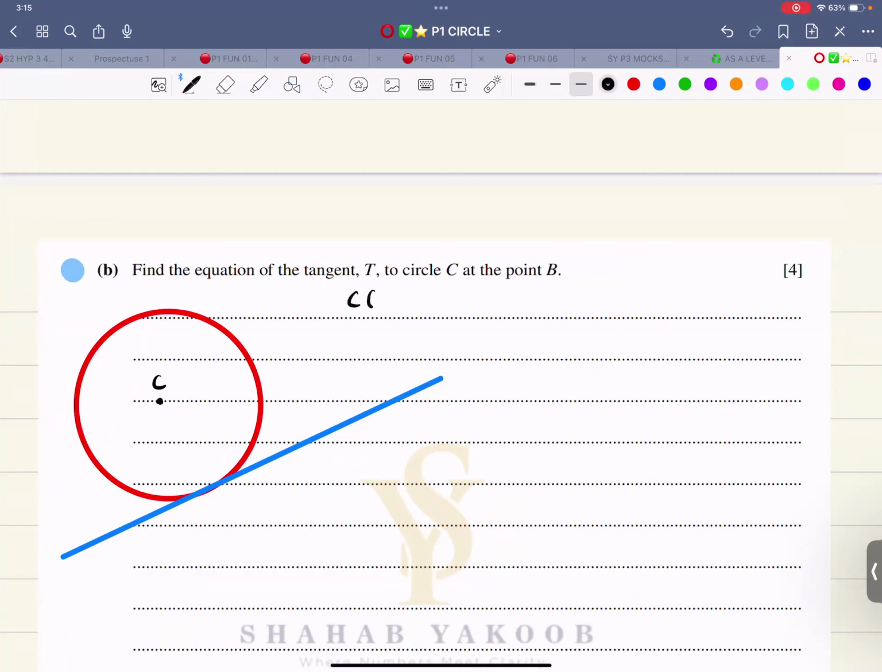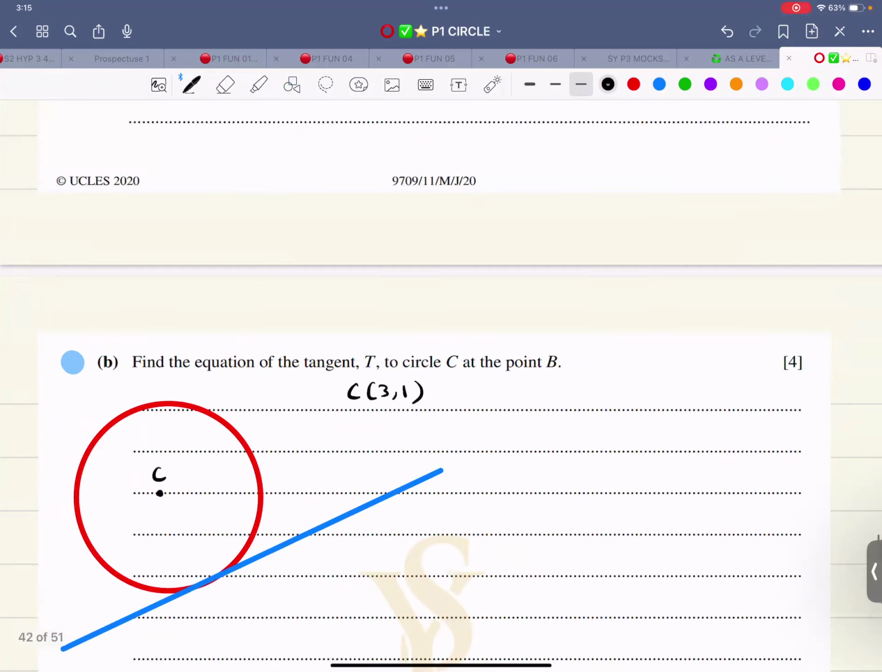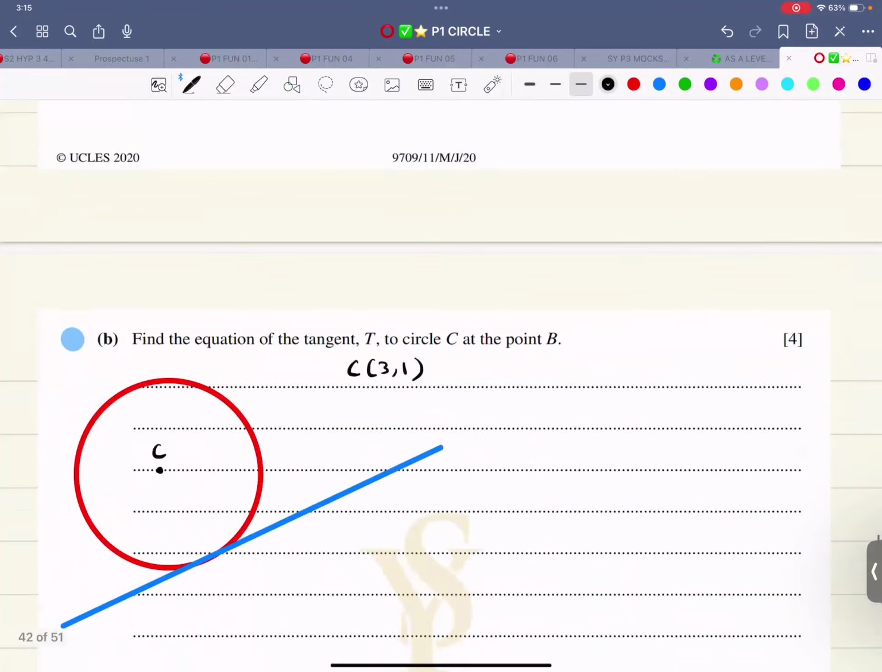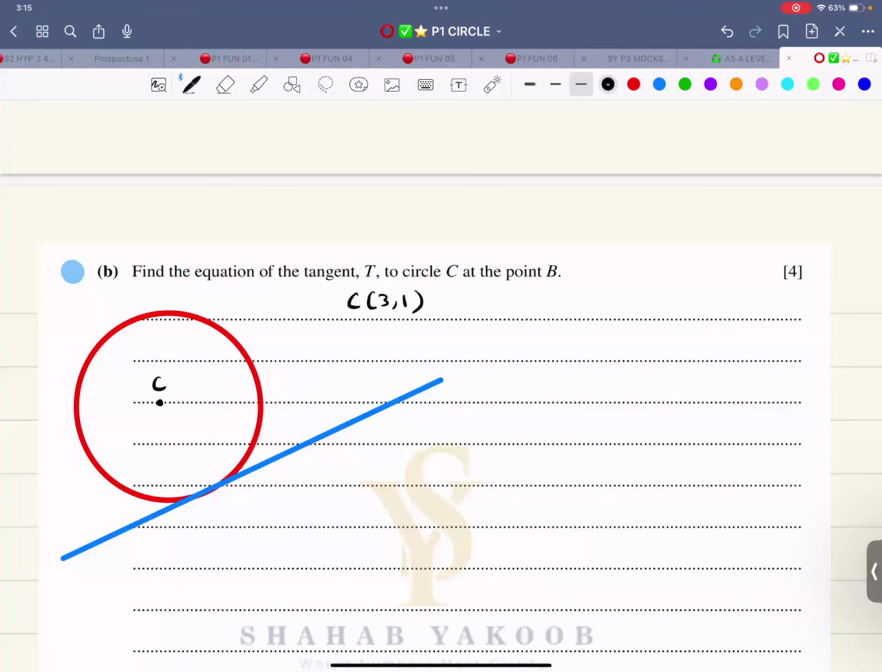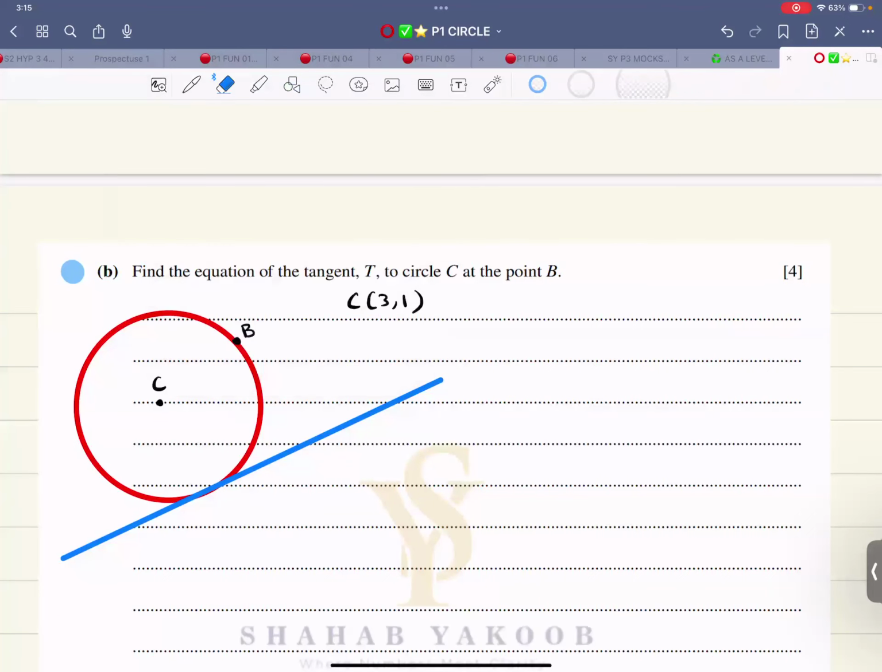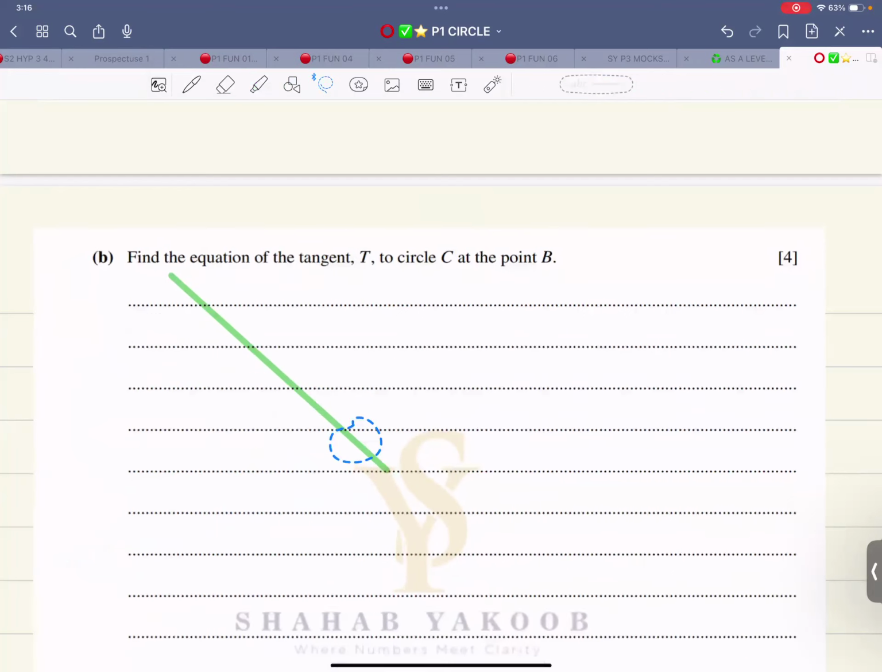So the center is (3, 1). And over here is B, which is (7, 4). So it's not drawn to scale. So let me make it realistic. So this is B. And let me just erase this thing. Hold on for a second. Where is the eraser? That's over here. And over here, it goes something like this. That is the tangent over here.